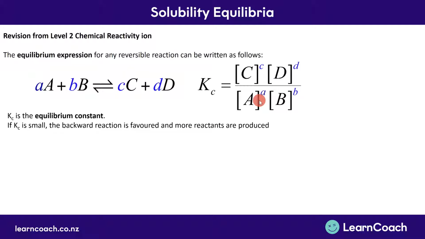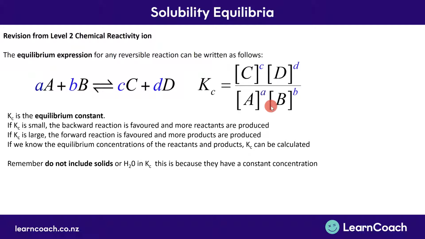If Kc is small, that means there's a lot of A and a lot of B present, but not much C and D. And so a small Kc means that there are more reactants. If Kc is large, on the other hand, it means there is a lot of products and few reactants. And so this means that the forward reaction is favoured. If we know the equilibrium concentrations of A, B, C and D, we can work out Kc. Equally, if we have Kc and 3 of the 4 concentrations, we can work out the final concentration.